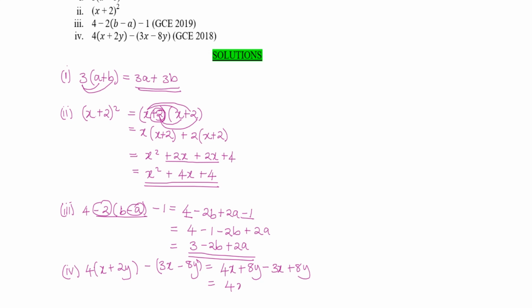We can say 4x minus 3x plus this 8y plus the last 8y there. Okay, so this one will give us 4x minus 3x to give us x, then 8y plus 8y to give us 16y. All right, and when we look at these two, they are not like terms, so that will be our answer there.